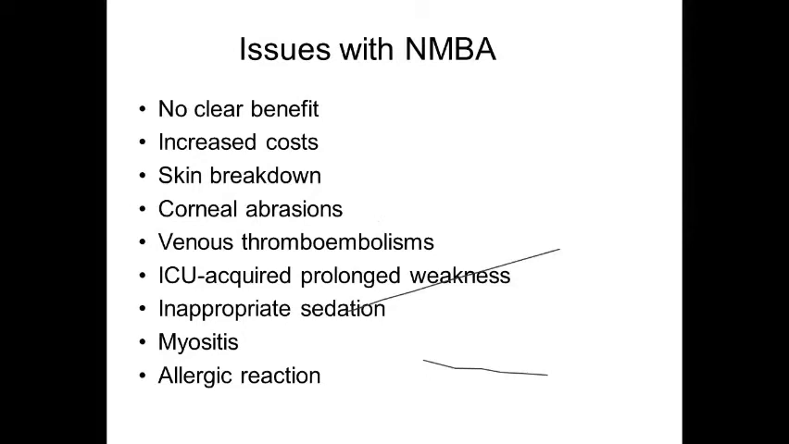And there is inappropriate sedation, because most of the time when you give a patient paralysis, you either heavily sedate them or you partially sedate them, so they unfortunately have the stress of feeling the pain and anxiety while they are paralyzed. Myositis and other problems and allergic reactions. So it's a drug that carries a lot of side effects and complications. So if you want to use it, you have to have your justifications in front of everybody for why you use it despite all of these complications.